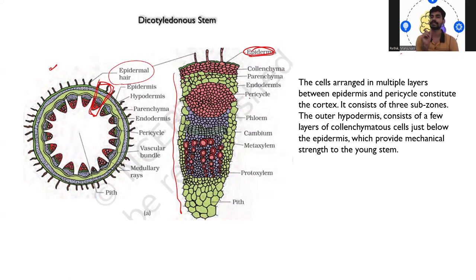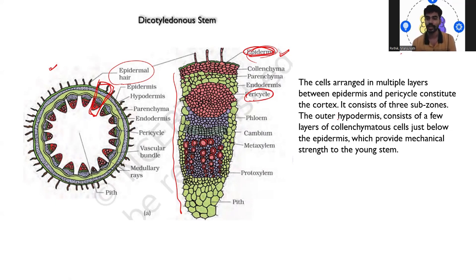After the epidermal hair, we have the epidermis. Then these cells are arranged in multiple layers between this epidermis and this pericycle. So between these two, the epidermis and the pericycle, the cells are arranged in multiple layers. It consists of three subzones.